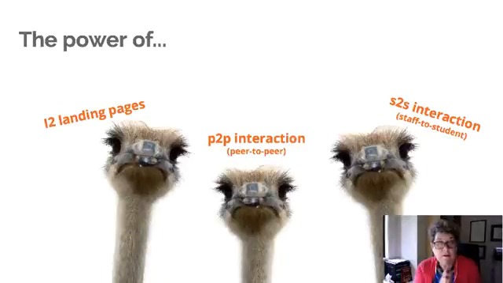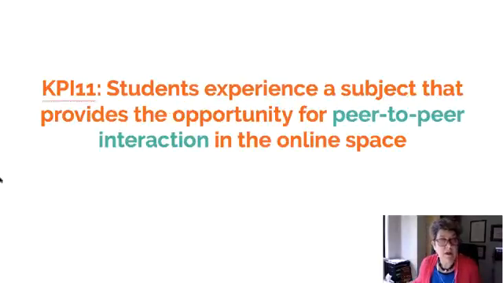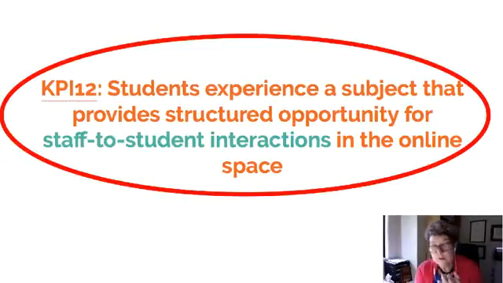So we're talking about the power of Interact2 landing pages, peer-to-peer interaction and staff-to-student interaction. This is the whole basket of QLT items that we've been running workshops on. Of course, KPI 9 focuses particularly on landing pages and the basic outline of the I2 site. KPI 11 is the opportunity for peer-to-peer interaction in the online space. This workshop, though, or this recording, is about KPI 12.